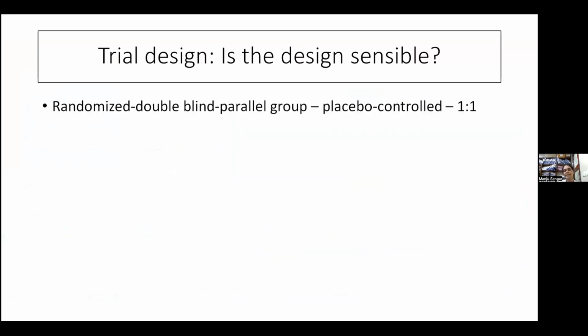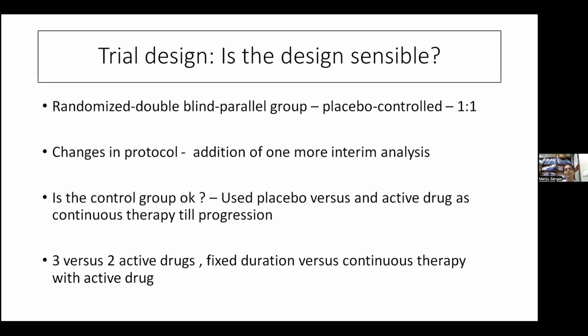So is the trial design sensible? The answer is that when you're comparing an intervention with the comparator and you want to see effect, I think a randomized trial is something which you will look at. So that's right. A randomized double-blind parallel group placebo-controlled trial is what they have written, with a 1:1 allocation. So till this, it looks okay.